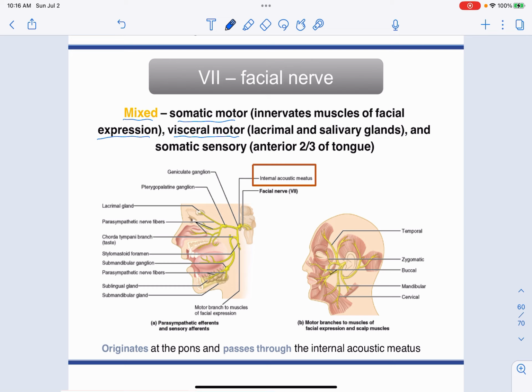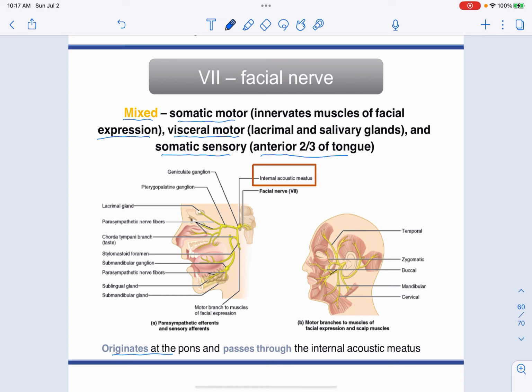And then finally, it's going to have somatic sensory information as well. It is going to innervate the anterior 2/3 of our tongue. So that means that this nerve is going to be responsible for recognizing some of the taste that occurs on the tongue. So this nerve kind of does a lot.